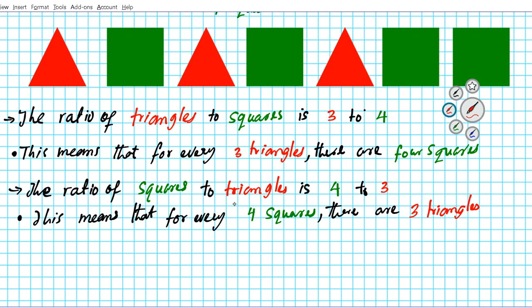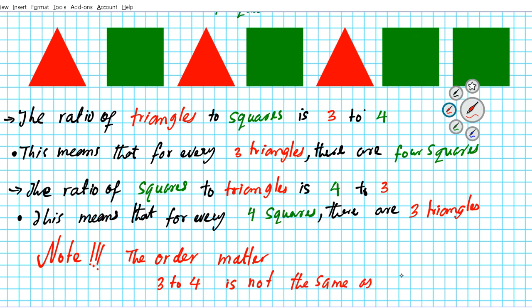But before we do that, something that's very important that you want to keep in mind is that the order of ratios matters. What comes first in a ratio is very important. So for example, in this particular case, you will notice that 3 to 4 is not the same thing as 4 to 3. So please pay close attention to the order when you're writing down a ratio.